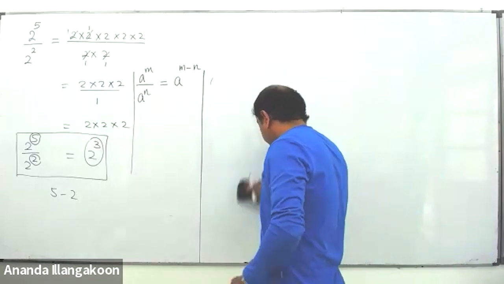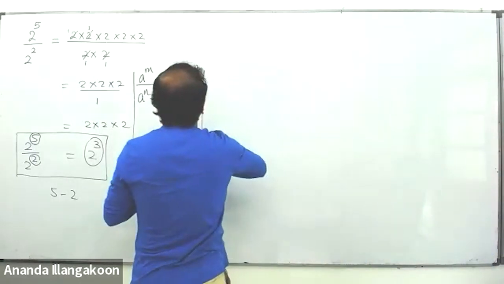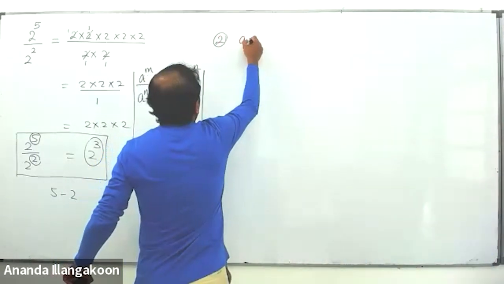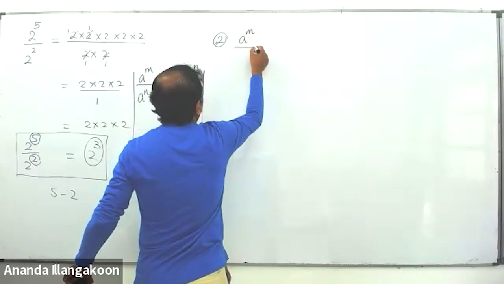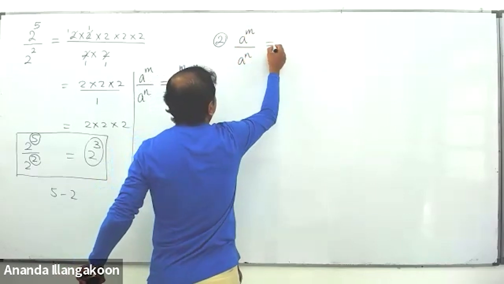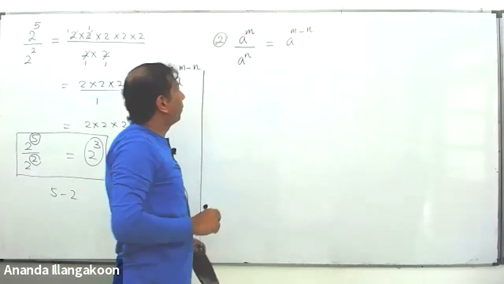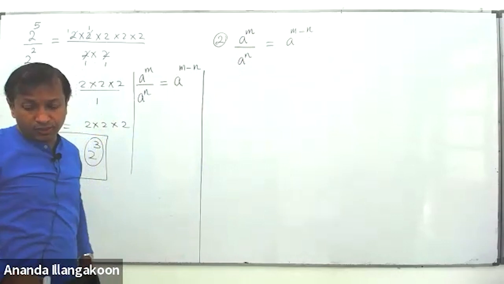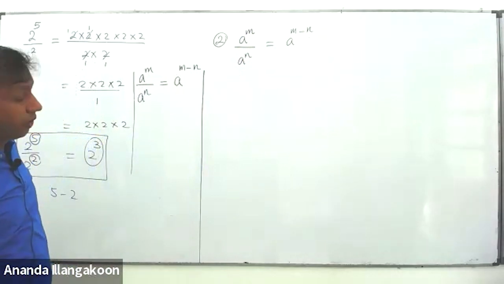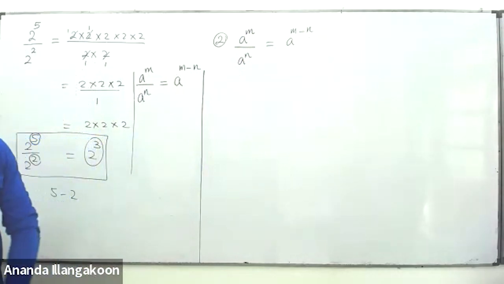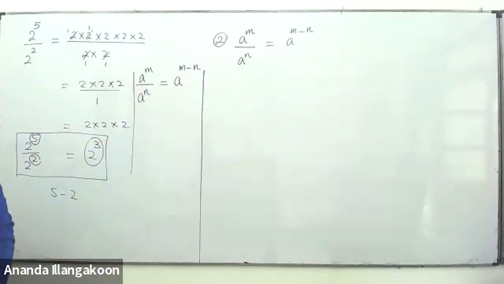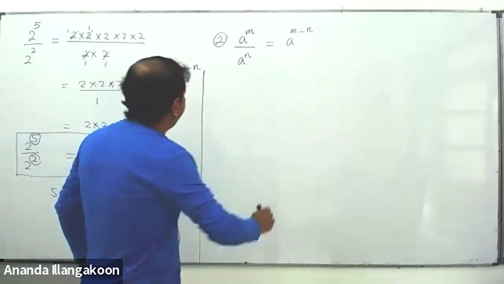Second index law we can write, people. Number 2: a to the power m divided by a to the power n is equal to a to the power m minus n. Numerator index minus denominator index, right? Okay. Right, now we can verify this too.